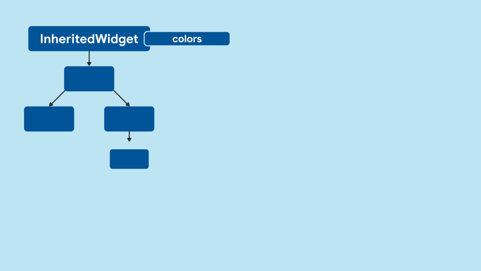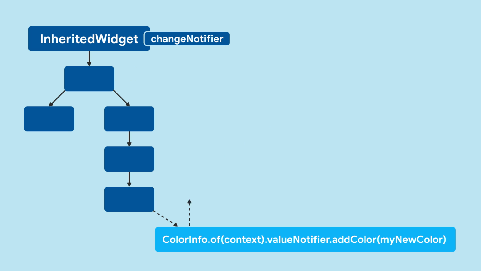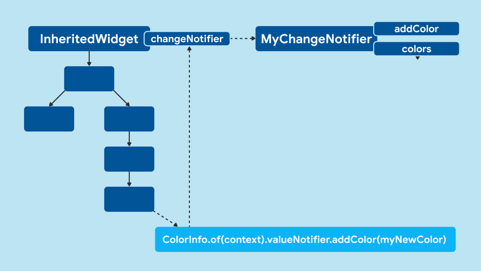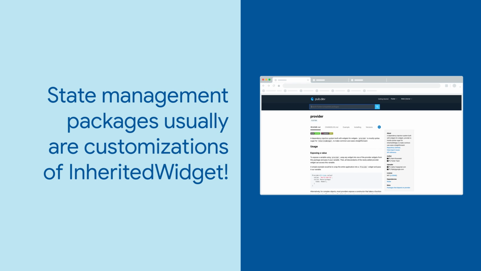If you need to modify data lower down in your widget tree, you can combine InheritedWidget with something like ValueNotifier or ChangeNotifier. But that can get complicated. So for those situations, consider a state management package like Provider or Scoped Model to save you some boilerplate.